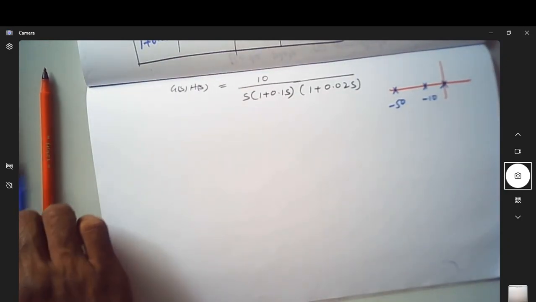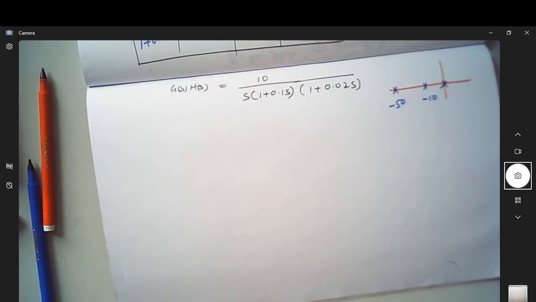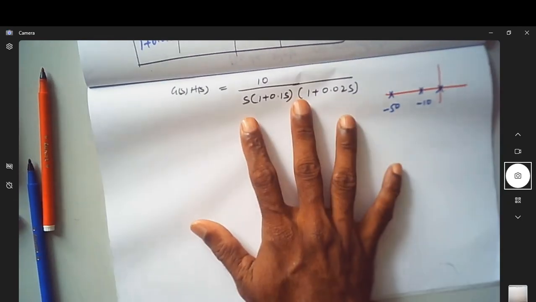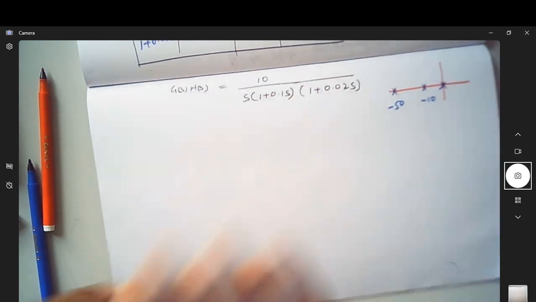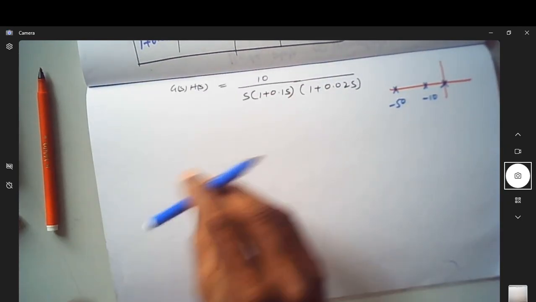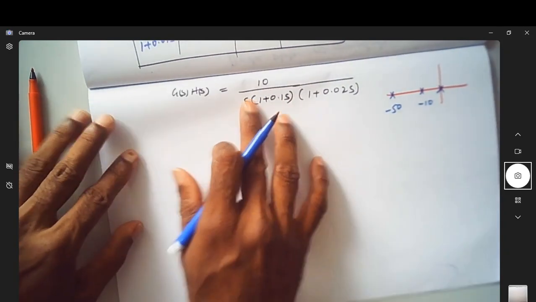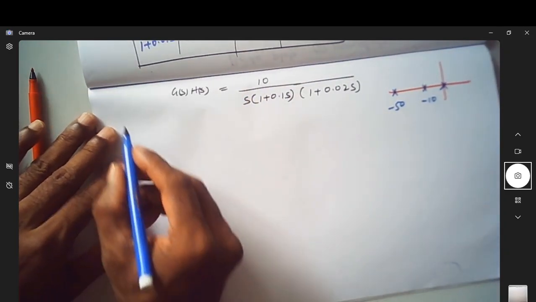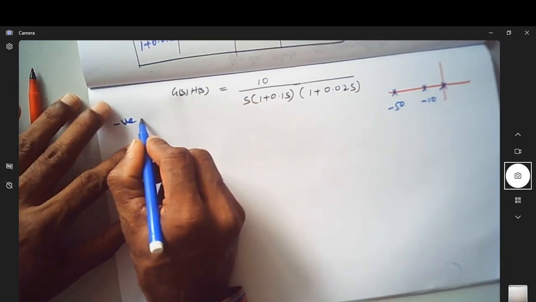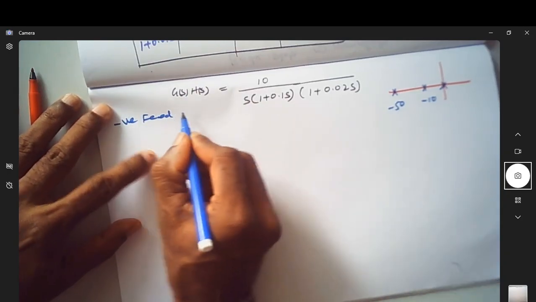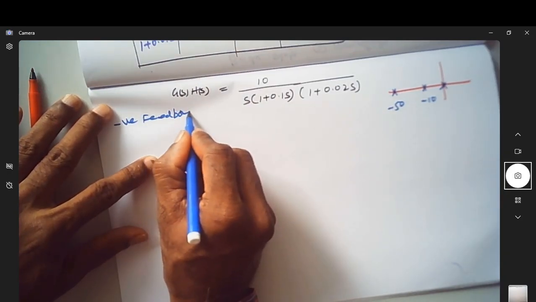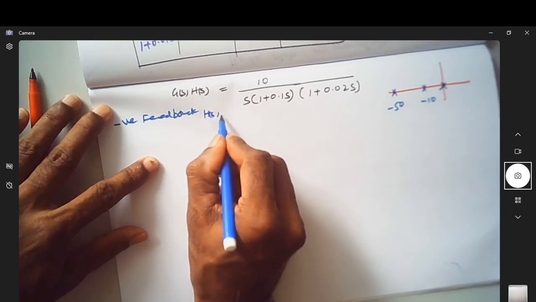In the coming videos we'll see how we find the stability of this system using the Bode plot. For the time being, let us try to understand how we plot the magnitude plot for this particular open loop transfer function with negative feedback. We are assuming H(s) is equal to 1.